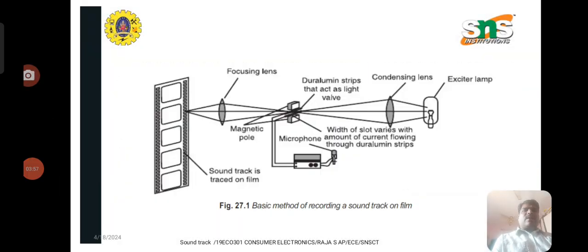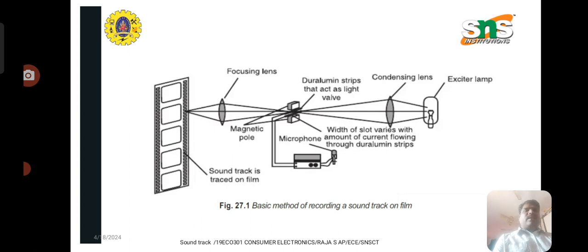This figure shows the basic method of recording a soundtrack on film. The left hand side is the magnetic strip, where the black and white dots indicate how the sound is recorded. Whenever a soundtrack is traced on the film, it is stored and recorded in the form of black and white bands. These soundtracks are first given to a focusing lens. This focusing lens is given to the magnetic poles of two magnets placed up and down. These lenses are used for recording a sound signal or an audio signal or a video signal.